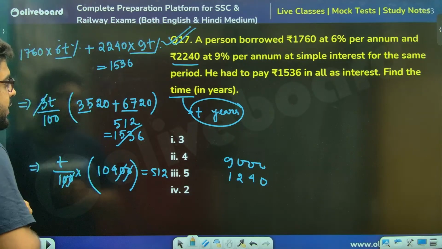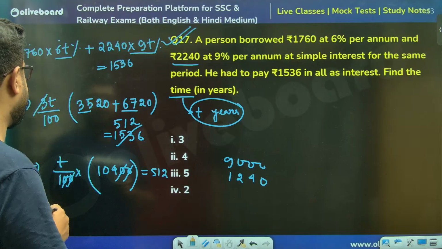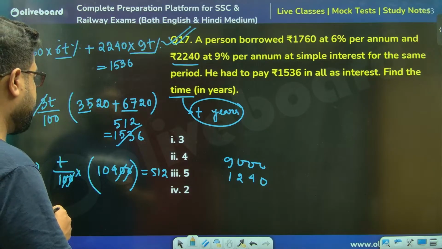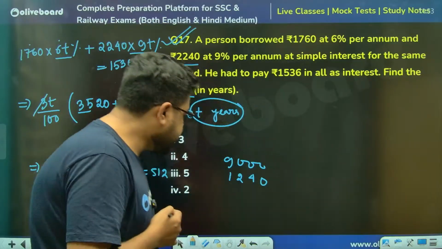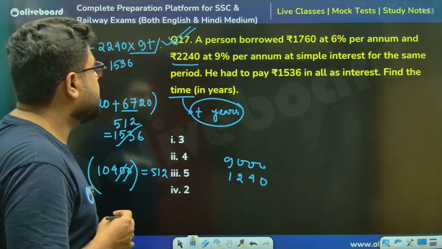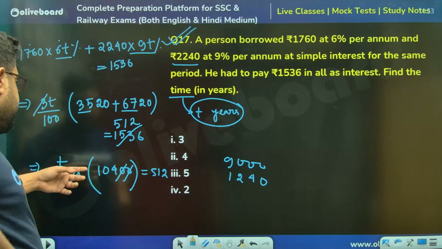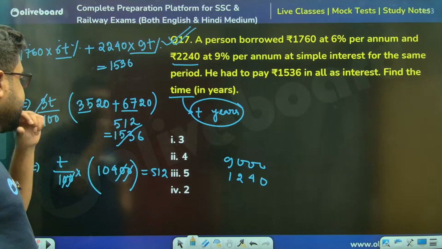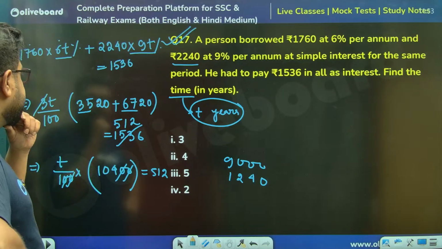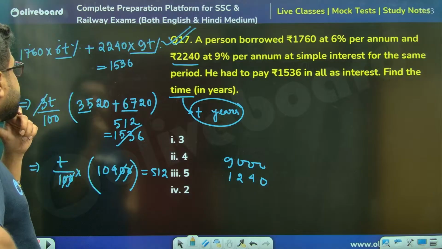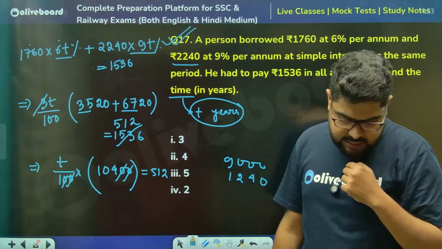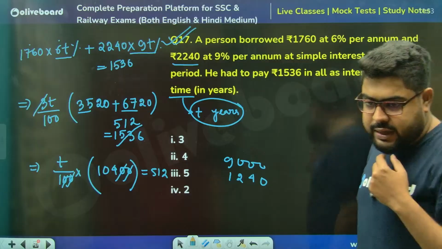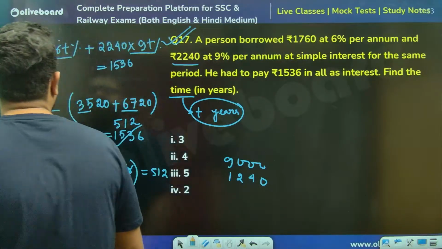ये सर divided तो नहीं हो रहा है. Have I made some error? Because 5 4s are 20 आ रहा है. 520 would have given us the same correct answer. हमने कुछ गलत किया क्या? एक second. I might have made some calculation mistake.